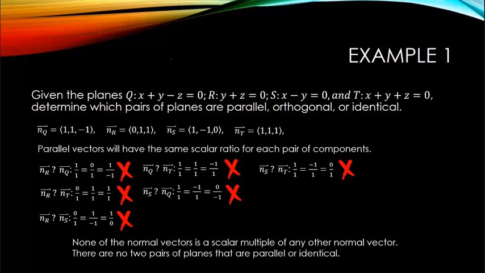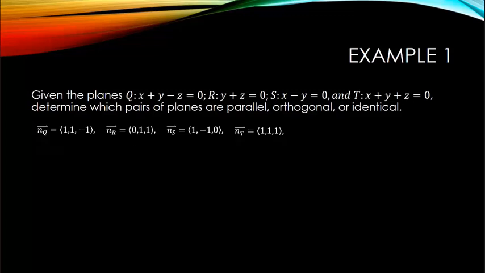This means that none of my normal vectors is a scalar multiple of any other normal vector, so there are no two pairs of planes that are parallel or identical. Now I want to determine if any two pairs of planes are perpendicular. I'm going to use the normal vectors with their components, and I want to find any pairs of vectors that have a dot product equal to 0.